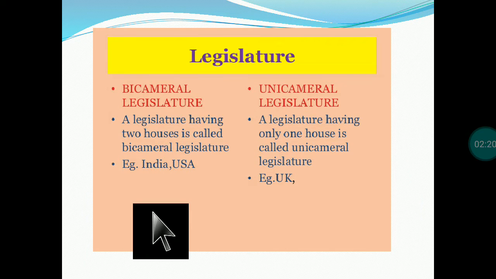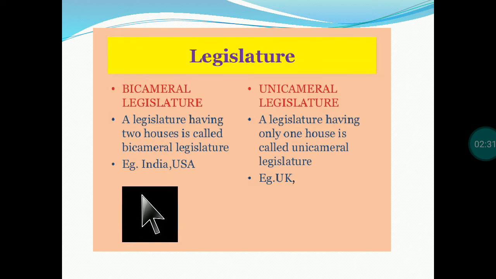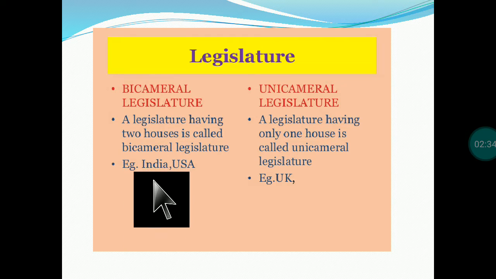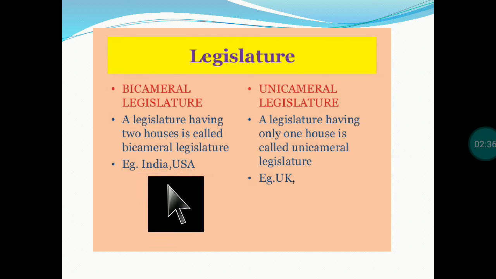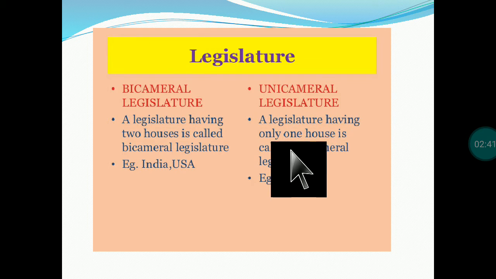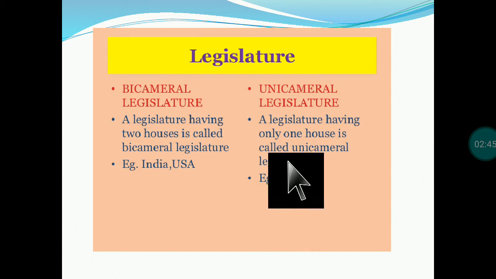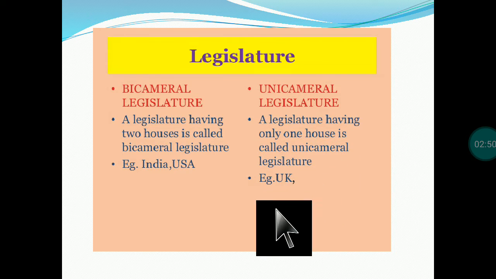Next we have legislature. The two types of legislatures are bicameral and unicameral. In bicameral, there are two houses, including Lok Sabha and Rajya Sabha. We can take the example of India and USA. In unicameral, only one house is there. Having only one house is called a unicameral legislature, and we have the example of the United Kingdom.